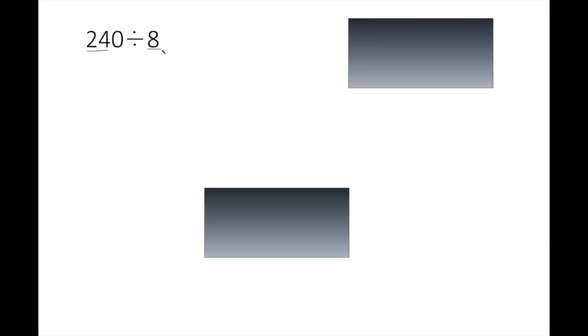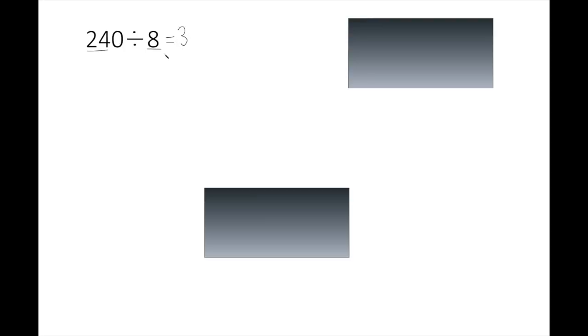And if we don't know that off the top of our head because we're still working on our division facts, we have to ask ourselves, 8 times what equals 24? So 8 times what equals 24? Go ahead and write that down on your board. So now that you've had some time to think about what 8 times what equals 24, the answer is 3. 8 times 3 equals 24.